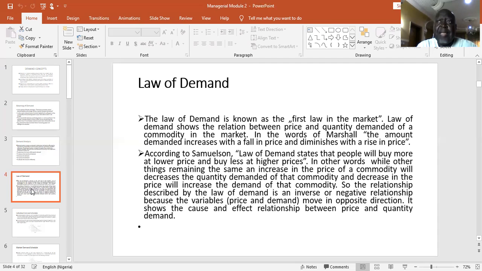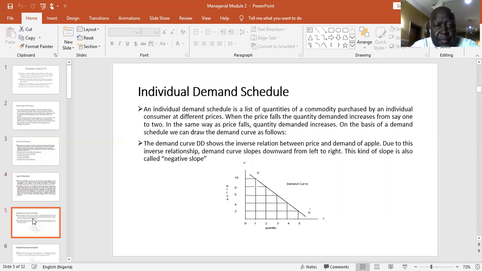According to Samuelson, the law of demand states that people will buy more at a lower price and buy less at a higher price. Now, that's what we call the individual demand curve. This demand curve we're going to discuss is derived from what is called the individual demand schedule.